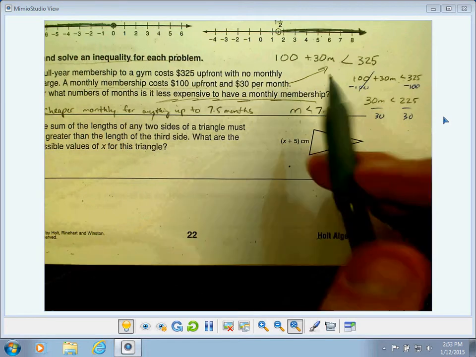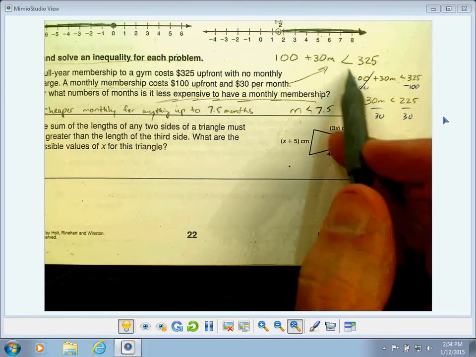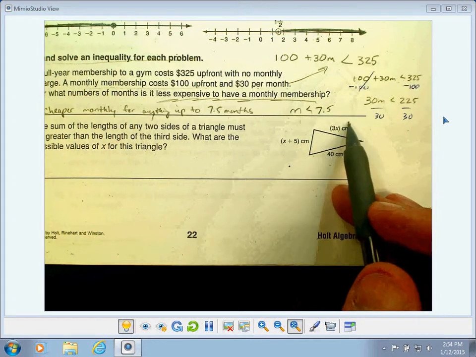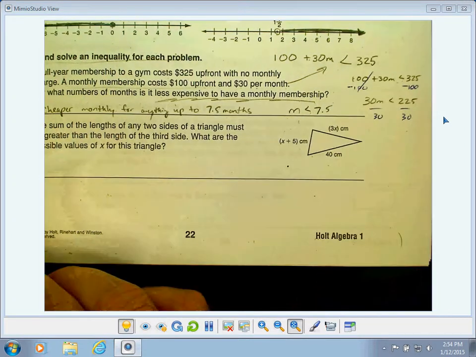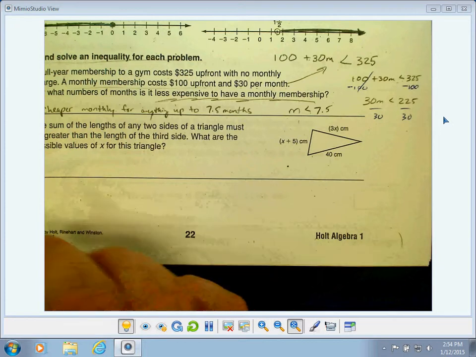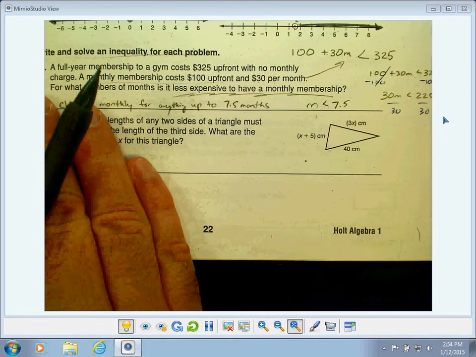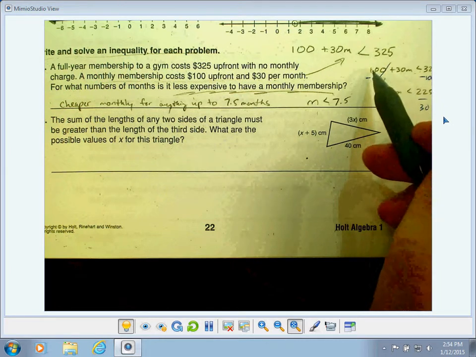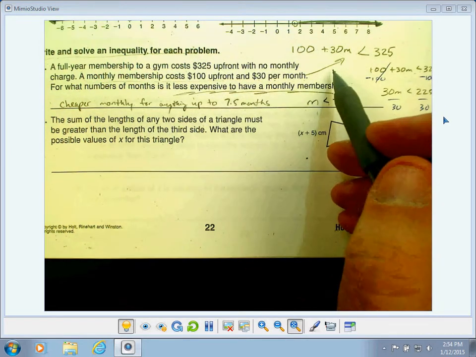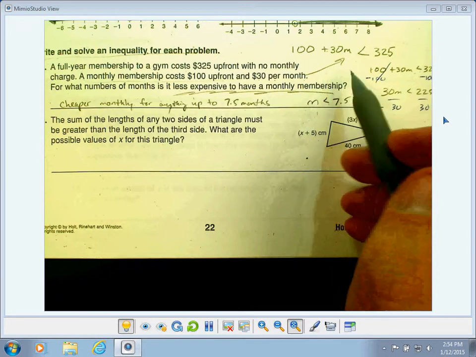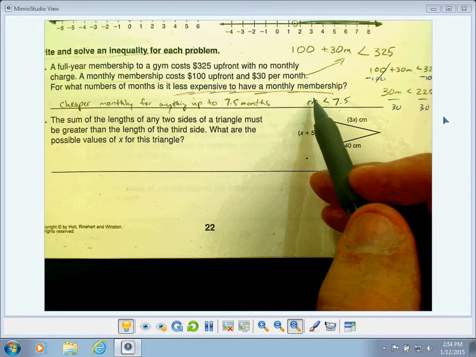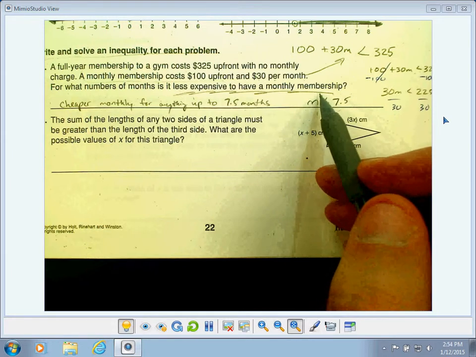But you can see, basically, at this monthly rate, you'd have the last 4 months of the year for free if you paid for the yearly rate. So this membership place is trying to sell you on the idea that if you stay for a whole year, we'll charge you $325, but if you only want to go month to month, it's going to be $100 plus $30 a month. Sooner or later, actually, after 7.5 months, it's better to have purchased the year.